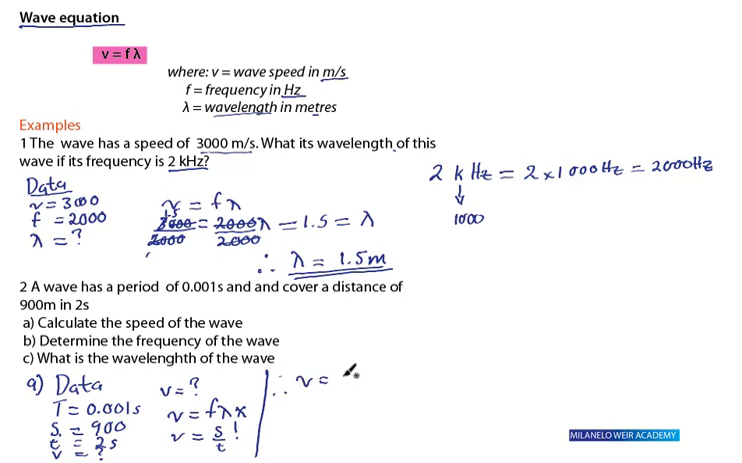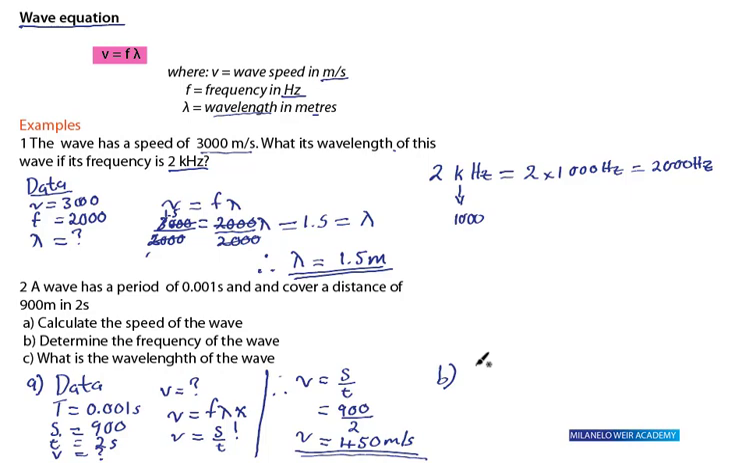Therefore, speed is equal to distance over time, which is 900 divided by 2, because 900 is distance s and t is 2. This is V is equal to 450 meters per second. So that's A. How about B?